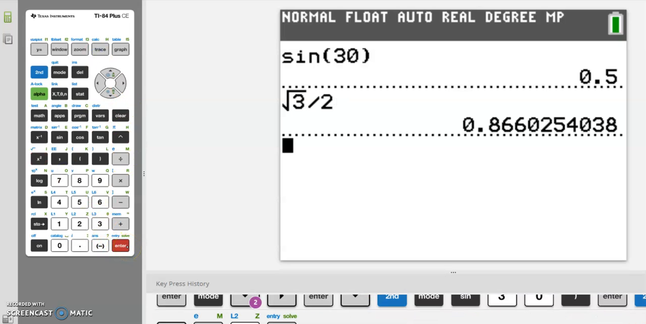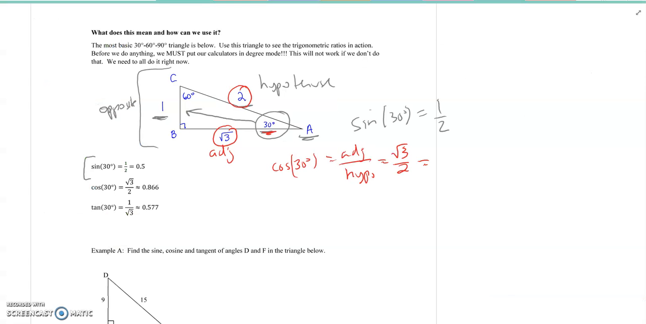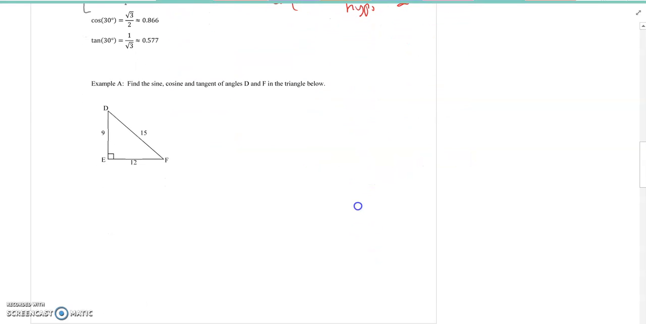So we can see what the ratio would be as a decimal. And then we hit cosine of 30. We get the same thing. So you can see why this is important. Now we're going to see how we can use this to find missing angles and sides. So as we just saw, that's approximately equal to 0.866. You can do the same for tangent. We're not going to do that right now.